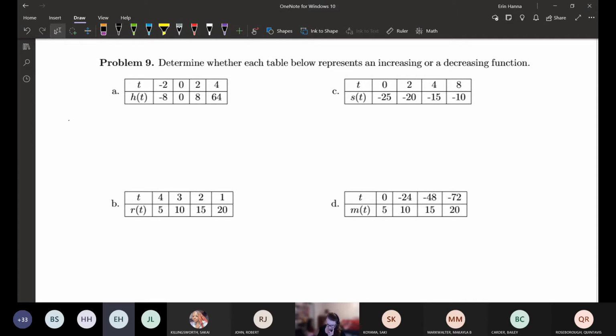Now we can look at what our h of t values are doing, essentially our y values. -8 to 0, that's going up. 0 to 8, that increases. 8 to 64, that increases. We don't care that it increases by different amounts, by the way. We just care about the values getting larger or smaller. Since those h of t values are getting larger as we move from left to right, this is going to be an increasing function.